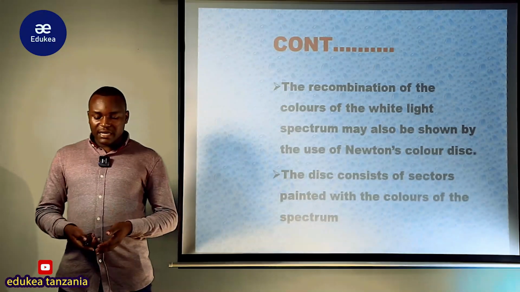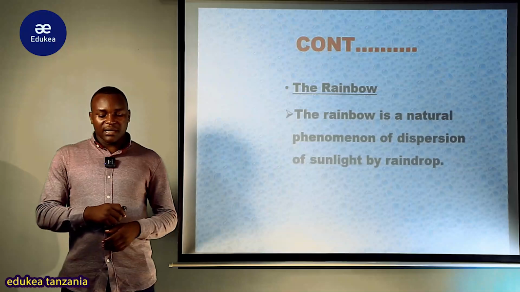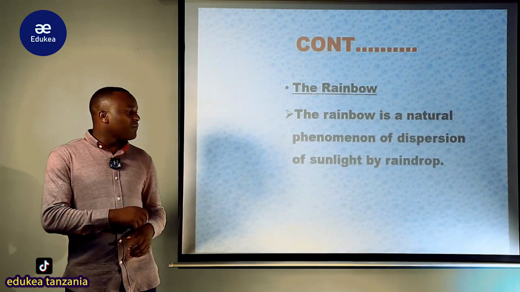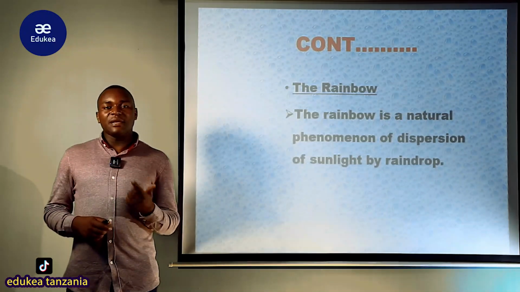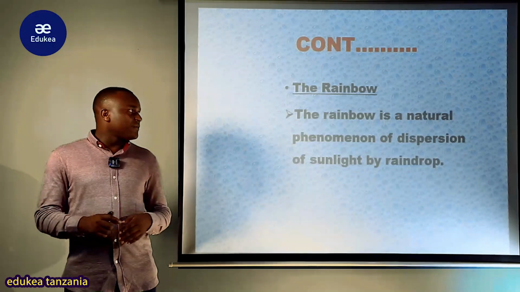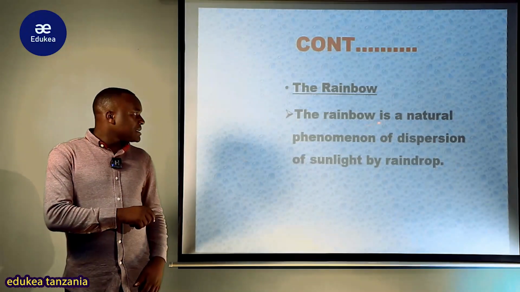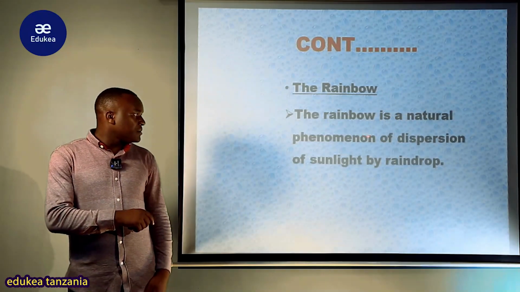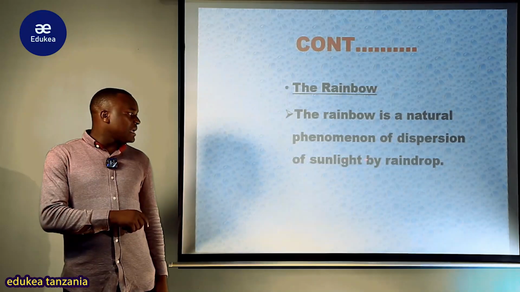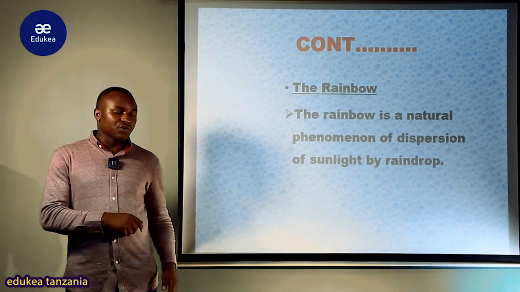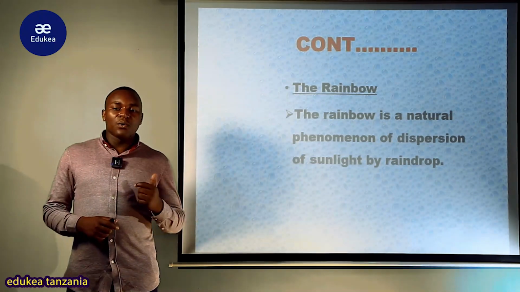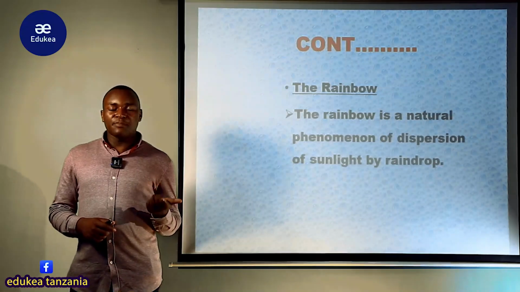So after looking at that, let's look at something called the rainbow, upinde wa mvua. When we say the rainbow, in Kiswahili it means upinde wa mvua. So the rainbow is a natural phenomenon of dispersion of sunlight by raindrops. So we said that there must be dispersion.